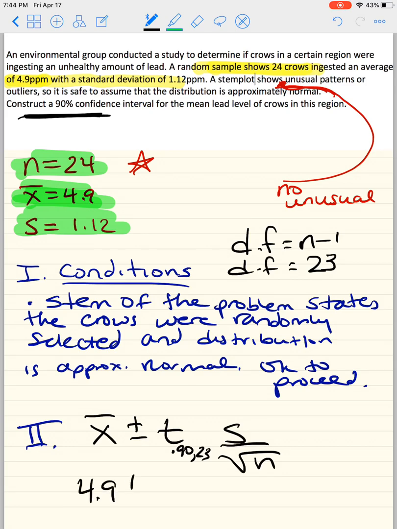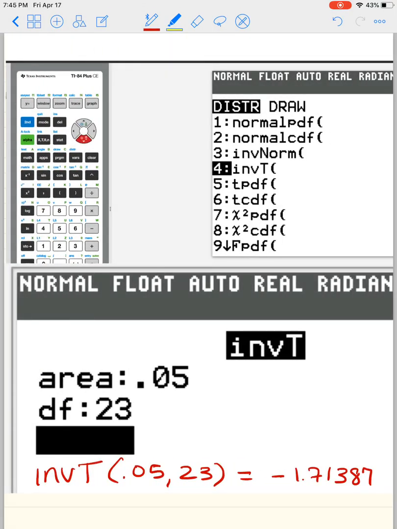We got to plug in some numbers. So we got 4.9 plus or minus this magical number that we're going to get through our calculator, over the square root of 24. I hope you guys saw the video right before this. So how do we get this number here? Take a look at the next slide. We go to second, distribution, and then inverse t. Once we go to inverse t, you're going to have an area and the degrees of freedom. Our degrees of freedom was 23 in this case. How do we get this area to be 0.05?